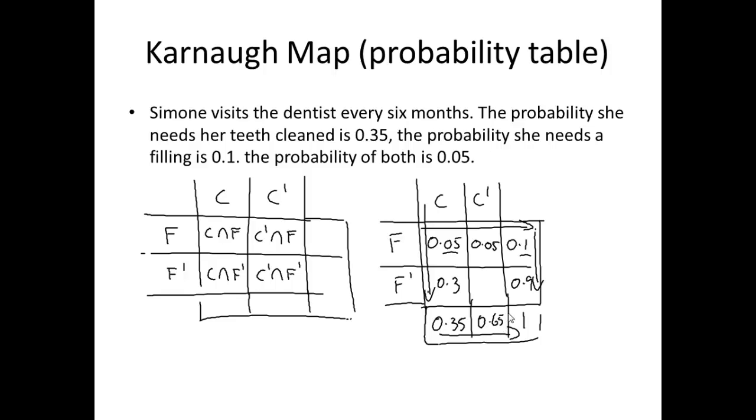And then you can say, well, the missing value, this is 0.05. It has to add to 0.65. This is 0.6. Check by going this way. 0.3 plus 0.6 is 0.9. So from there, we can say, well, what's the probability that she gets no clean and no filling? Well, that's going to be 0.6. We just read it straight off the table.